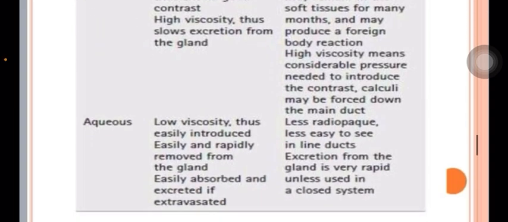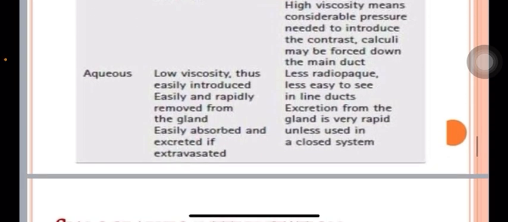Aqueous solution has low viscosity, so it can be easily removed from the gland and easily absorbed and excreted. Its disadvantages are that it is less radiopaque, so sometimes the finer duct systems cannot be easily assessed, and excretion is rapid from the ductal system.